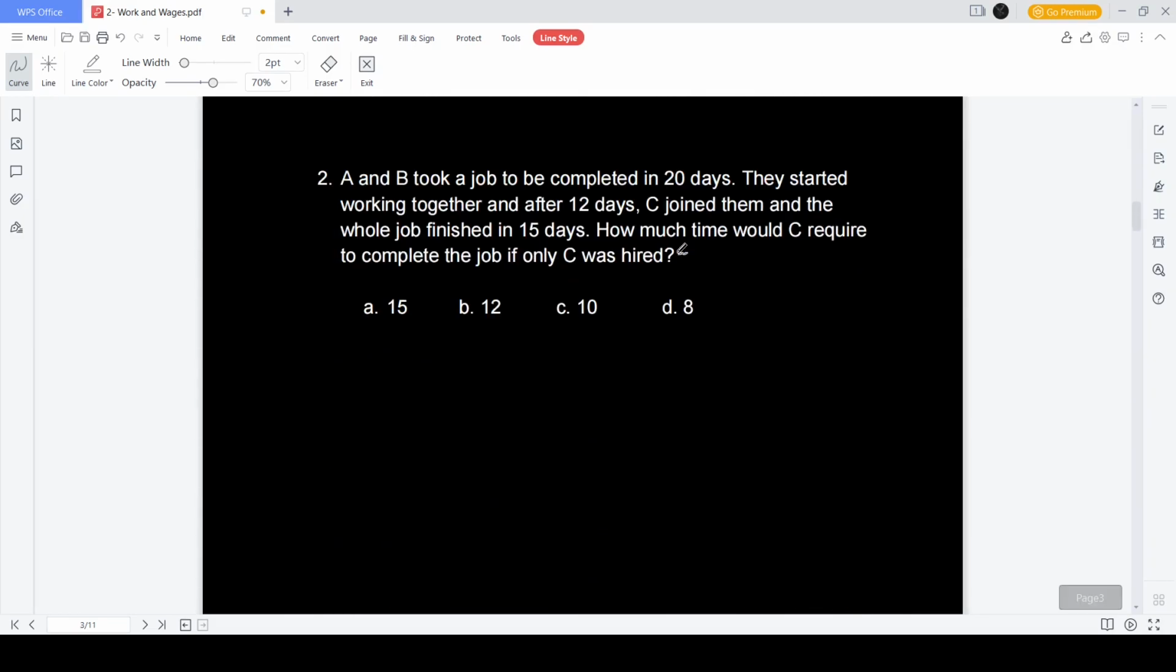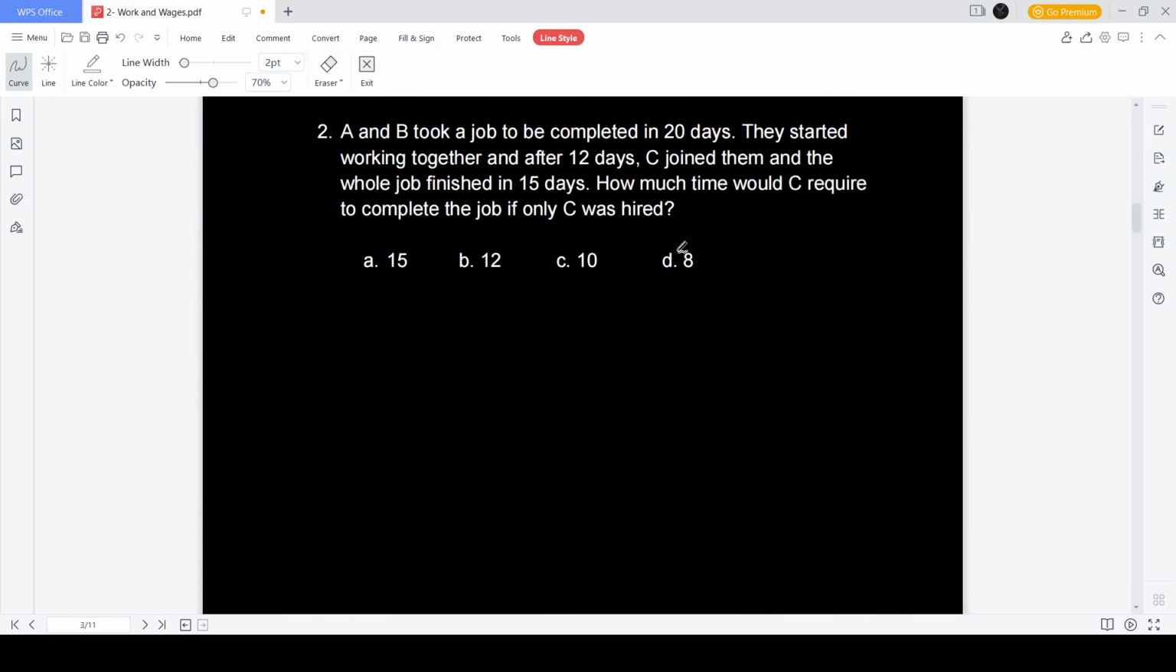Okay, the next question. A and B took a job to be completed in 20 days. What does that mean? Work of A and B would have been 20. Okay, this is the answer. This is the first part. They started working together, but after 12 days, C joined them and finished the whole job, which was first scheduled for 20 days. Now they finished the whole job in 15 days. So how much time would C require to do the job alone?